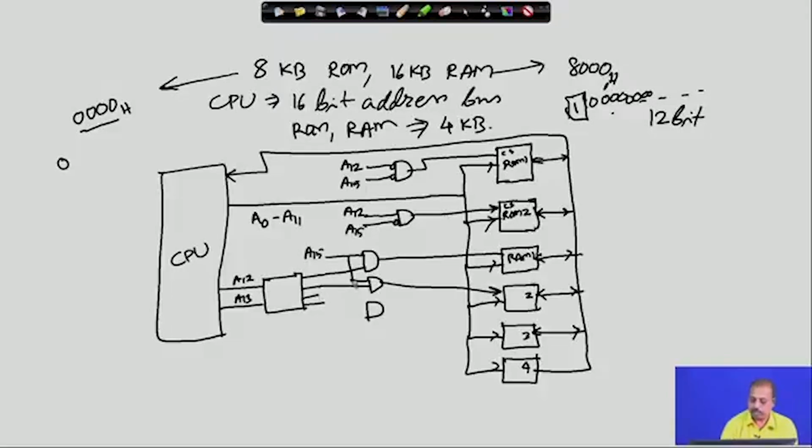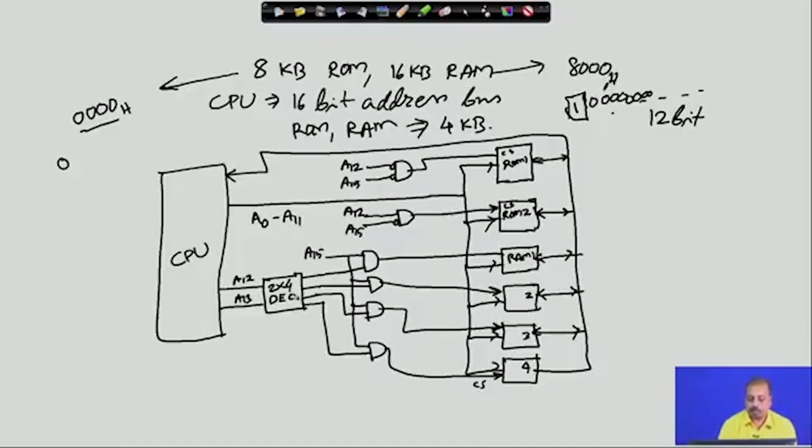Similarly, this line A15 ANDed with the third output of the decoder goes to the chip select line of the third chip, and this A15 line ANDed with the fourth output of the decoder will go to the chip select of the fourth RAM chip. So, this is a 2 to 4 decoder.